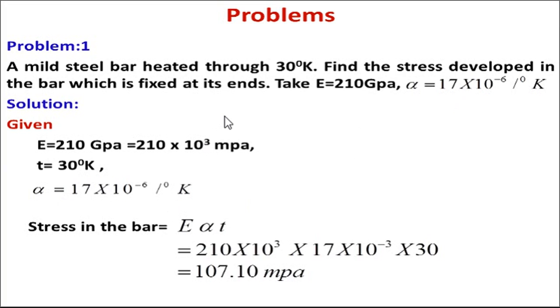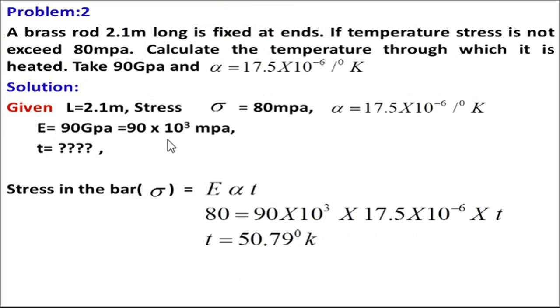And what have they asked to calculate? Find the stress developed. What is the formula for stress? Stress in the bar is E into alpha into T. Okay. E value is the modulus of elasticity, alpha is the coefficient of thermal expansion, and T is the temperature, 30 degree Kelvin. By solving it, you will get the stress as 107.10 MPa. MPa means what? Newton per mm square. Okay. So this is about the first example.